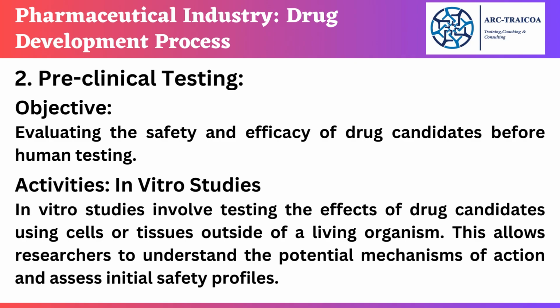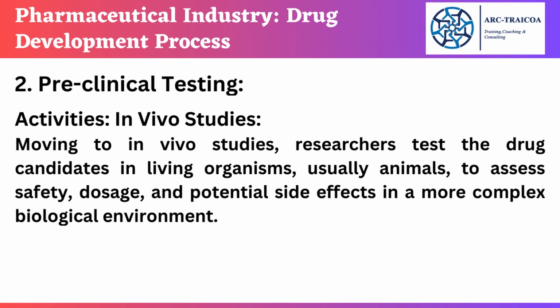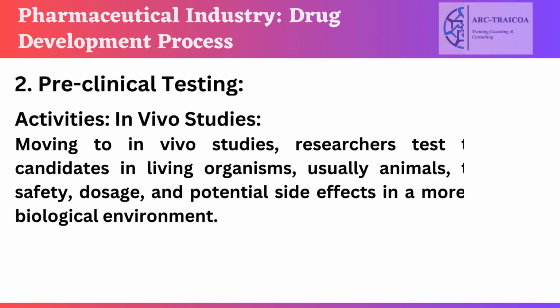Activities: in vitro studies. In vitro studies involve testing the effects of drug candidates using cells or tissues outside of a living organism. This allows researchers to understand the potential mechanisms of action and assess initial safety profiles. Activities: in vivo studies. Moving to in vivo studies, researchers test the drug candidates in living organisms, usually animals, to assess safety, dosage, and potential side effects in a more complex biological environment.